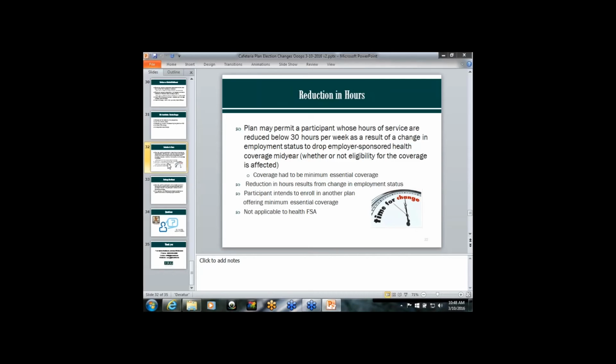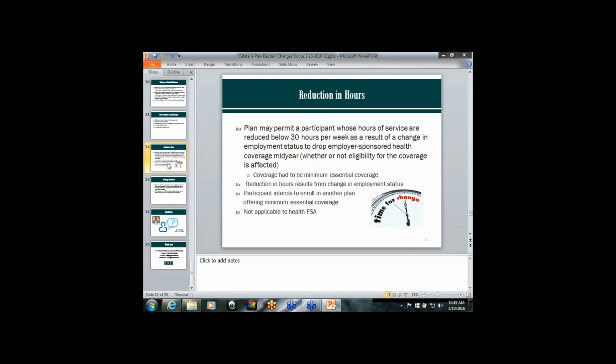And the last two we're going to talk about, the first is reduction in hours. This change just came about as of September 18, 2014, and it came about because of the Affordable Care Act. Now, we know under the Affordable Care Act that employers are supposed to measure to see if a person is a full-time employee. And if they measure full-time in that look-back measurement period, then you have to offer coverage in what's called the stability period.